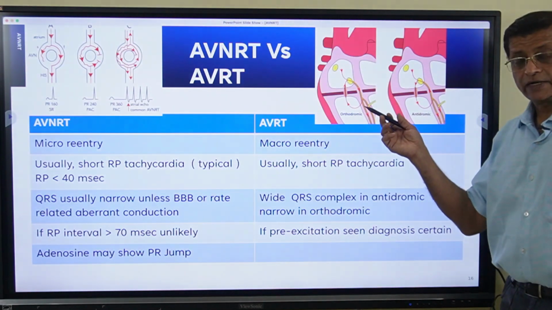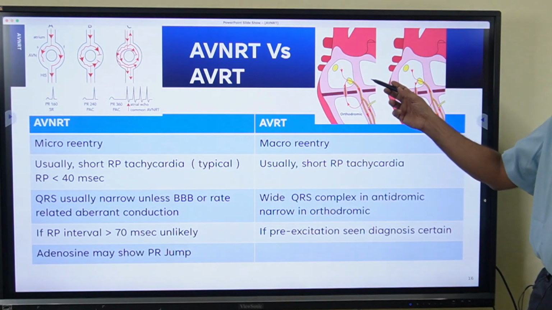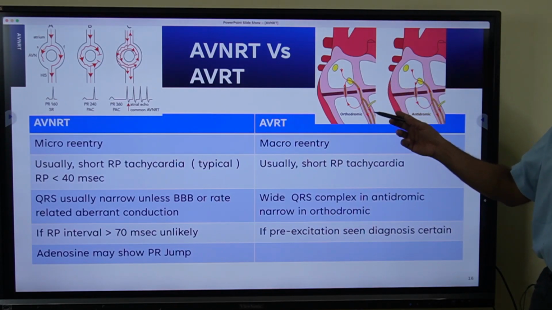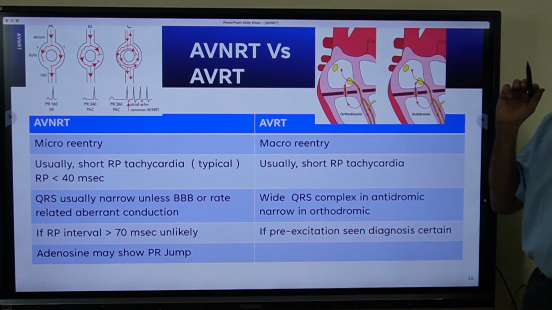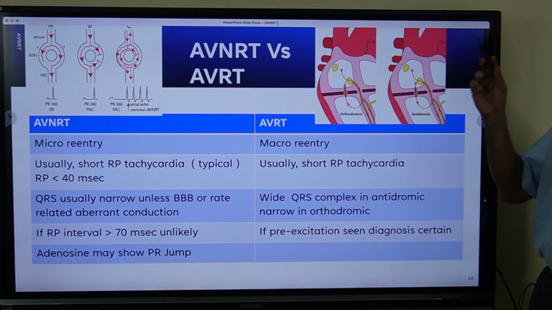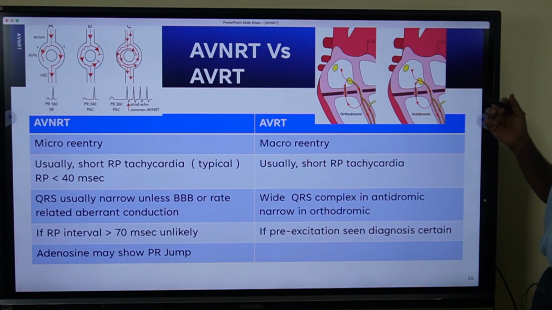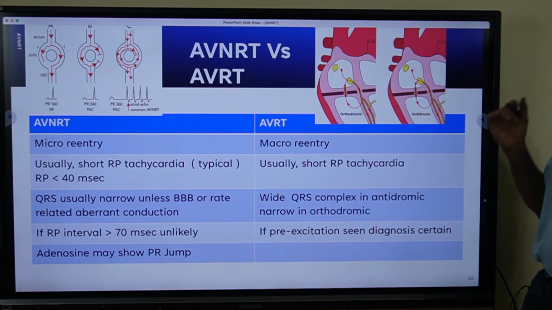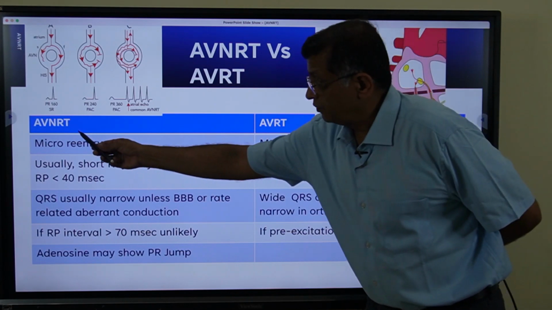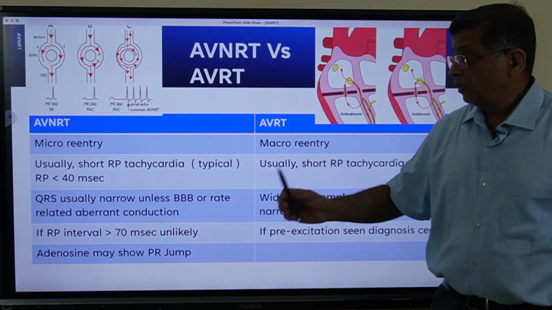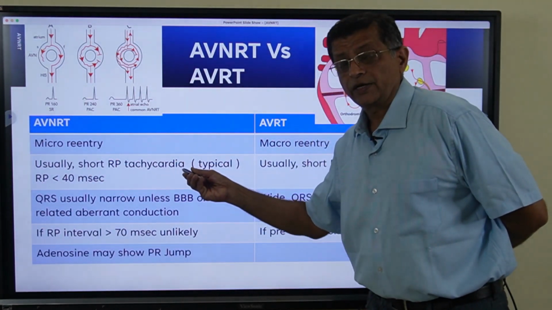There is an accessory tract and the impulse can come through the normal AV nodal and His pathway route and go back via the accessory route, or it can come through the accessory route, which is called antidromic, and go back through the normal sinus path. So this we are going to cover in the next lecture, but still in AVNRT, like we discussed, if it is typical, which is most common, it has to be a short RP tachycardia.